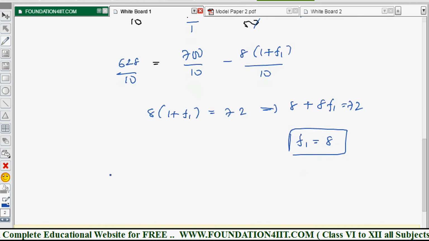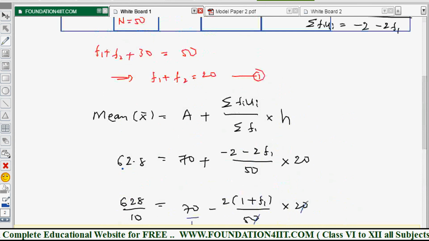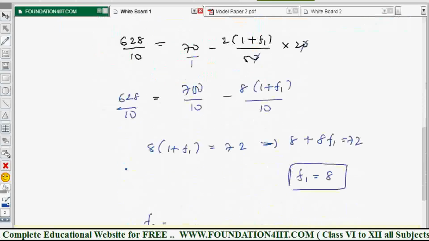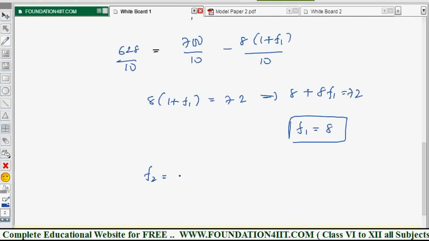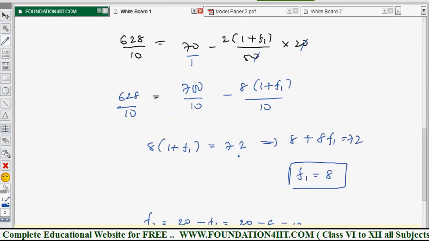Then if you know F1, we can find the F2 value. In the first equation, F1 plus F2 is 20. So F2 is 20 minus F1. So 20 minus 8 is 12. Then F2 is equal to 12 and F1 is 8. Only the calculation should be done carefully, so you can simplify this.